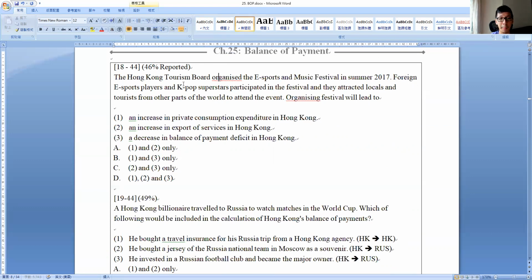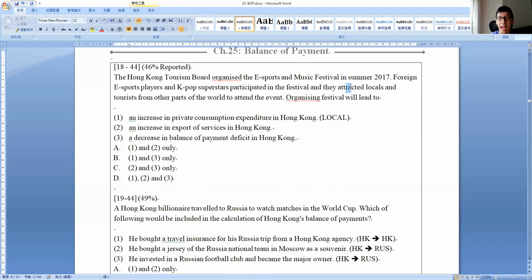Now, foreign esport players and K-pop superstar participated in the festival, and they attracted both locals and tourists. OK 啦，咁睇下發生咩事啦。First, increase in private consumption expenditure. Yes, because it attracted local people, 係咪啊？本地人去啊嘛。They go there, buy ticket, right? So we as a citizen go buy ticket. That would be our private consumption expenditure. Yes, local. 好啦，下一個啦。Increase in export of service.